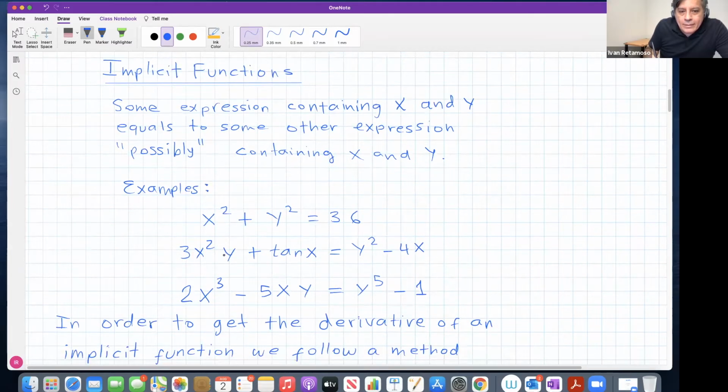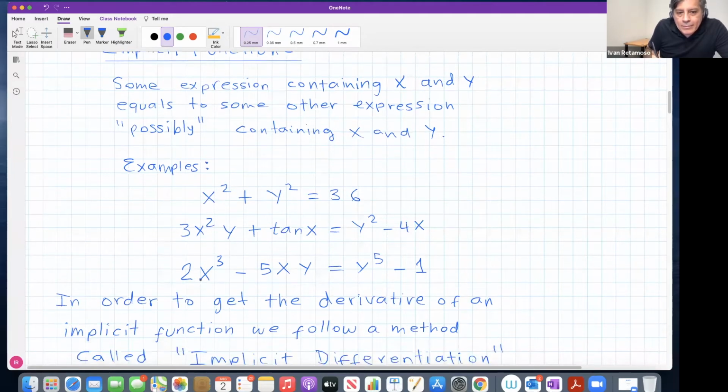Here is another example, look: 3x squared times y plus tangent of x equals y squared minus 4x. Right? Y appears somewhere inside the equation. It's not like y is equal to something in terms of x, right? It's just defined via an equation. Here the same, right? Similar: 2x cubed minus 5x times y equals y to the 5th minus 1. The key is to think of this guy, y, as a function, some function of x. We don't know explicitly what it is, but it's some function of x, okay?